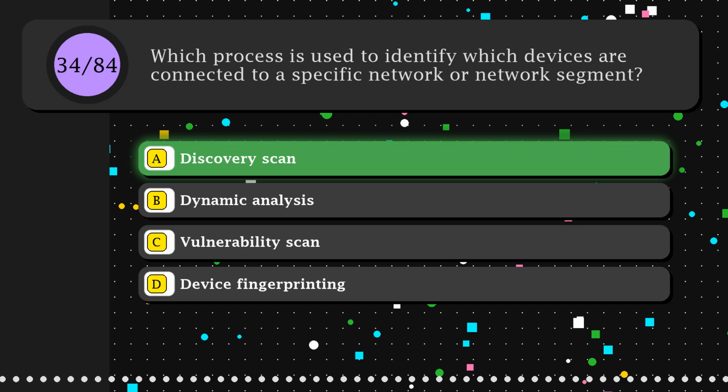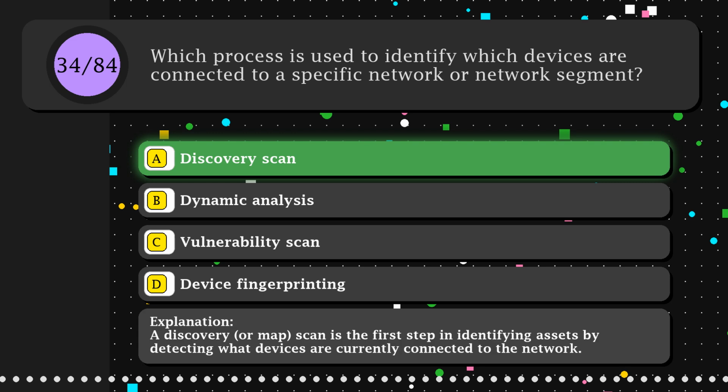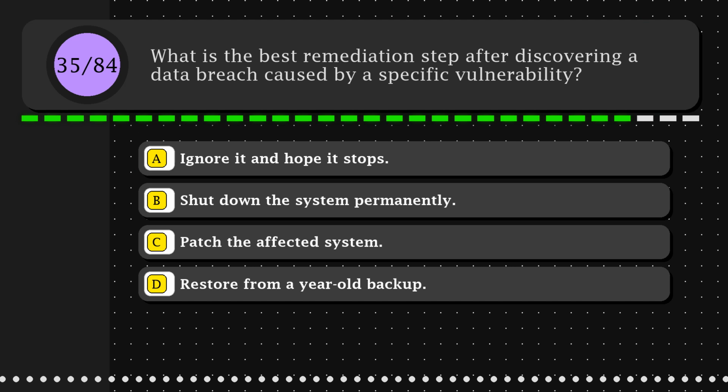The correct answer is option A, discovery scan. A discovery, or map, scan is the first step in identifying assets by detecting what devices are currently connected to the network. Question 35. What is the best remediation step after discovering a data breach caused by a specific vulnerability?